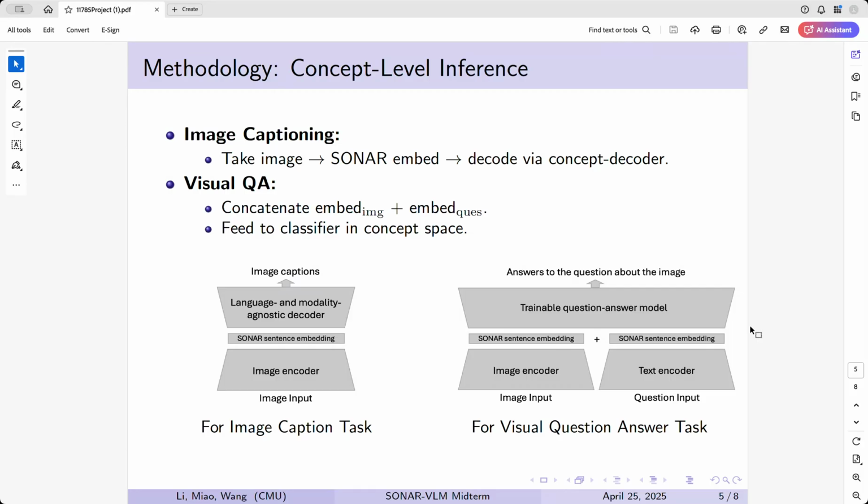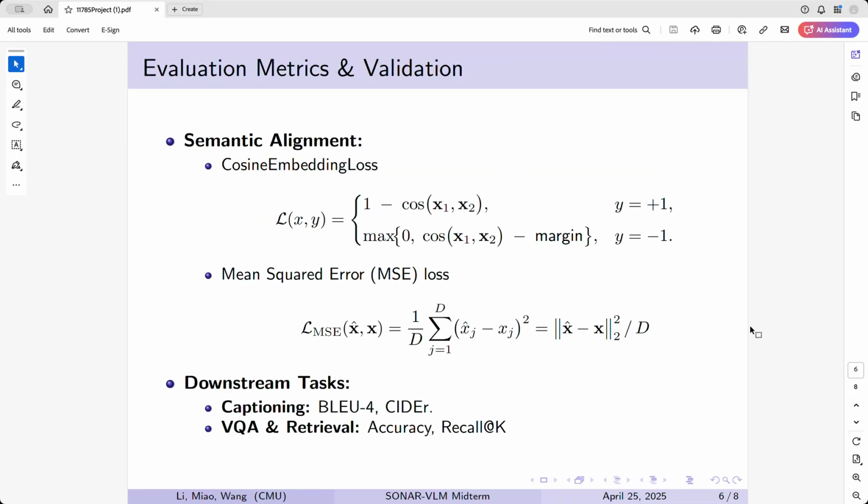In general, our system looks like this. For image captioning, we input the image into the image encoder, do some transformation and fusion, and then use the decoder to create the image caption. For VQA, we feed the question, which is text, into the text encoder of SONAR, and the image into the image encoder we trained, and the output will be the answer to the question. For evaluation, we use cosine embedding loss, and we also investigated the mean squared error loss.